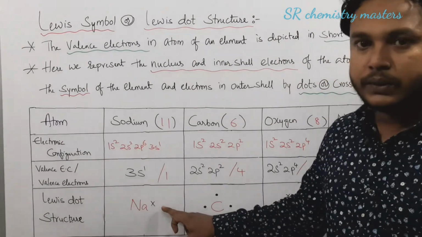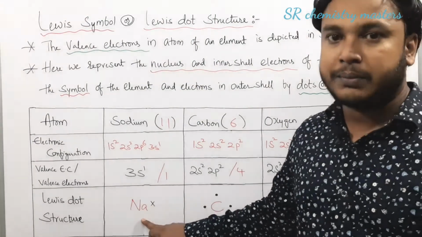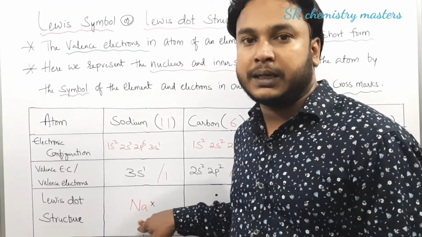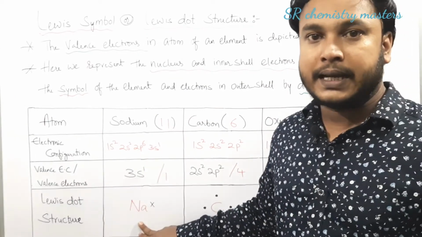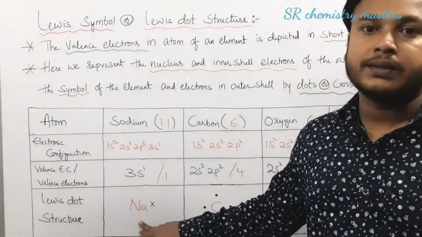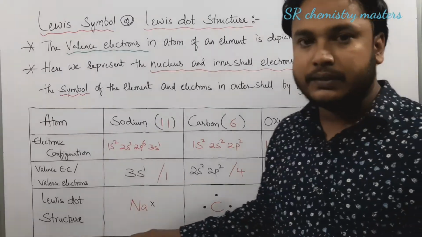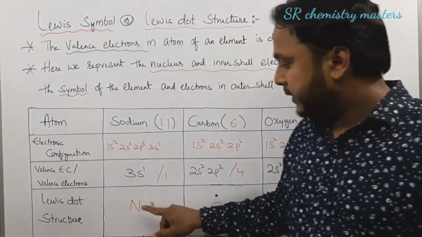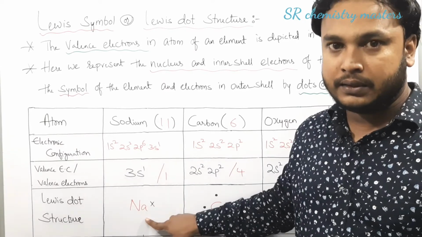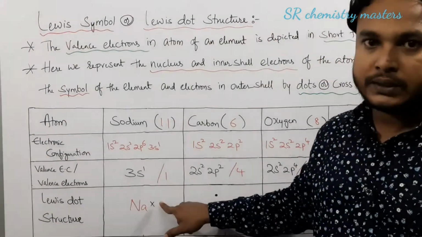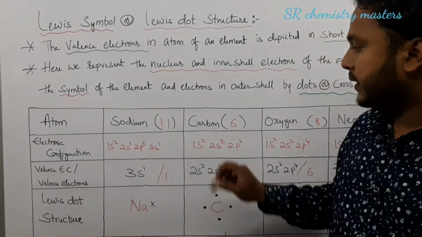So we represent that one electron as a cross mark on the symbol of the sodium atom. As you know, the symbol of a sodium atom is Na. Why? Because the Latin name of sodium is natrium. The symbol of the sodium atom is extracted from its Latin name natrium. As we said earlier, the symbol of the element represents the nucleus and the electrons present in the inner shell, whereas the electrons present in the outermost shell are represented by dots or crosses. Let us see the second example.